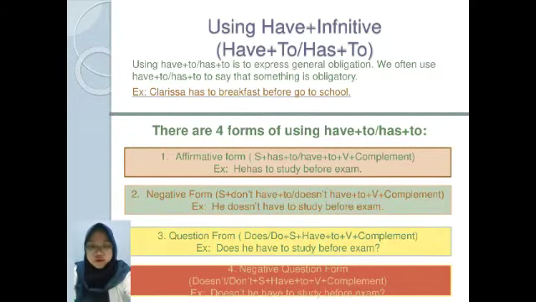Here there are four forms of have to or has to. First is affirmative form with the formula subject plus have to or has to plus verb plus complement. Example, he has to study before the exam. The second is negative form with the formula subject plus don't have to or doesn't have to plus verb plus complement. For example, he doesn't have to study before the exam.